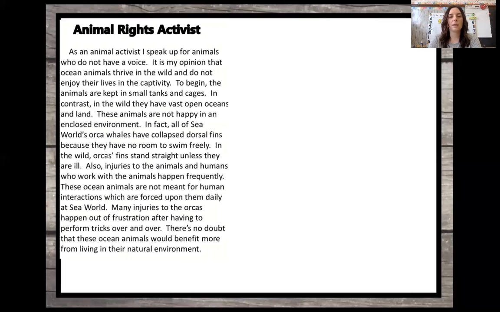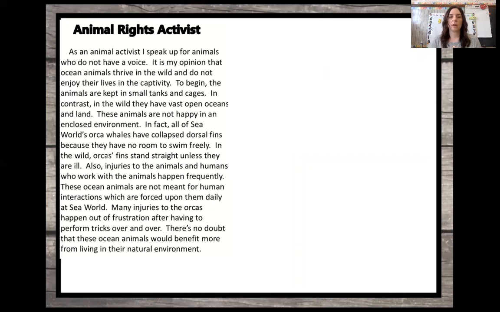Also, injuries to the animals and humans who work with the animals happen frequently. These ocean animals are not meant for human interactions, which are forced upon them daily at SeaWorld. Many injuries to the orcas happen out of frustration after having to perform tricks over and over. There's no doubt that these ocean animals would benefit more from living in their natural environment.